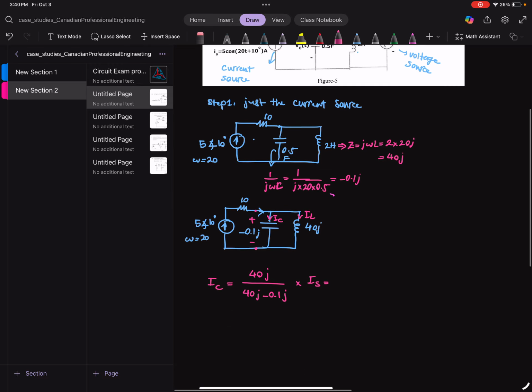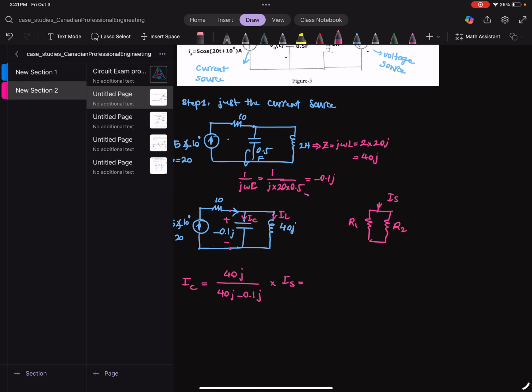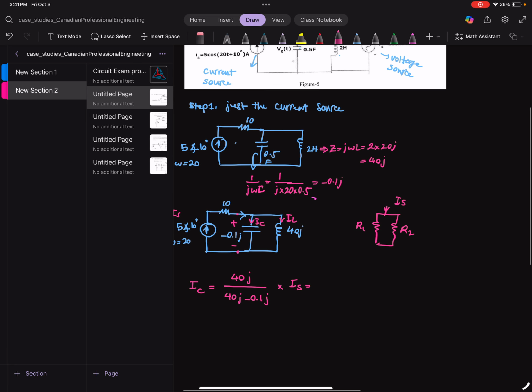This is exactly like having two resistors, let's say R1 and R2, and you have a current IS coming in. How do we do the current division? We know the voltages have to be equal. If we call this one I1 and this one I2, we know R1 I1 is equal to R2 I2.